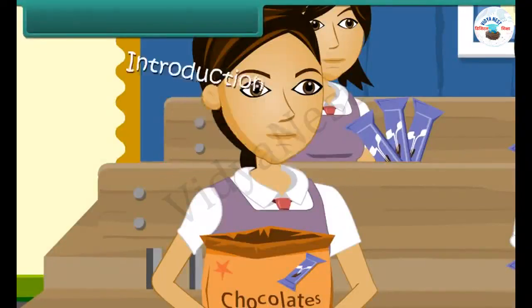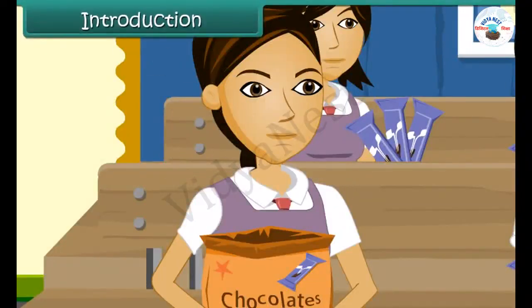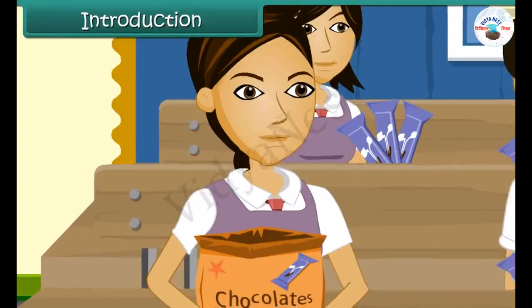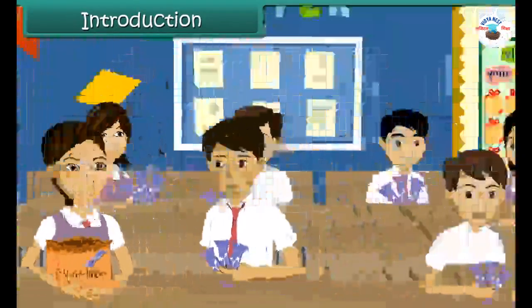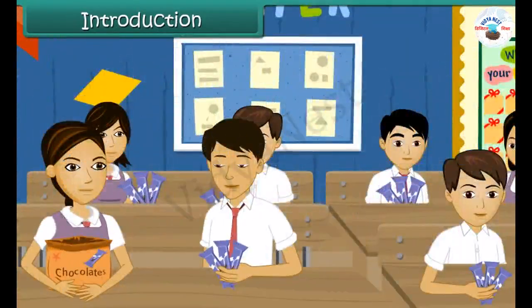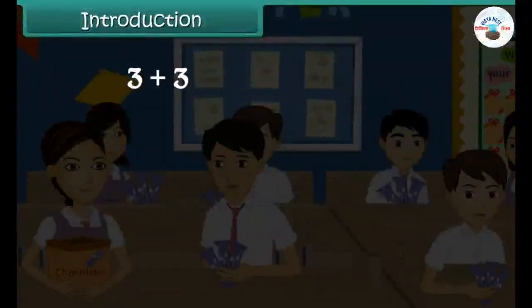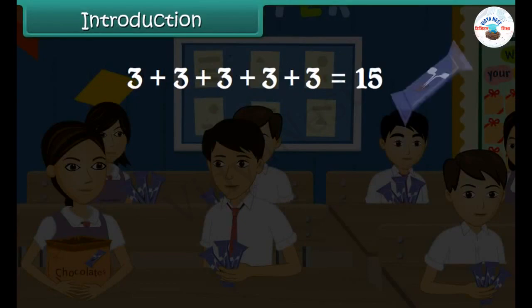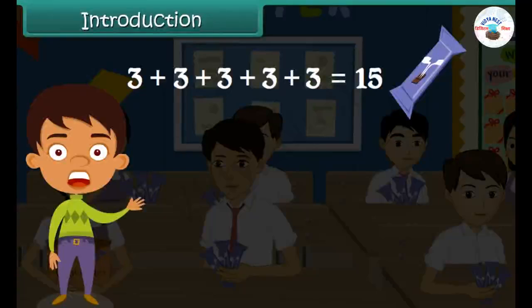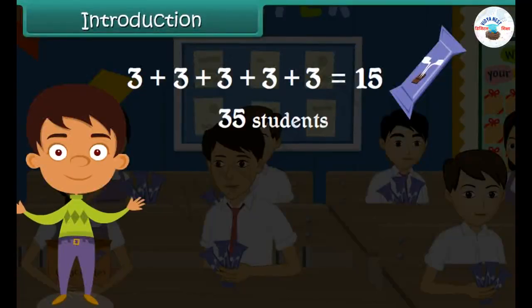Introduction. It is Ria's birthday today. She has decided to give 3 chocolate bars to each of her classmates. So far she has covered 5 friends. Therefore she has given away 3 plus 3 plus 3 plus 3 plus 3, which is equal to 15 chocolate bars. After a while she finishes distributing the chocolate bars to the entire class of 35 students.